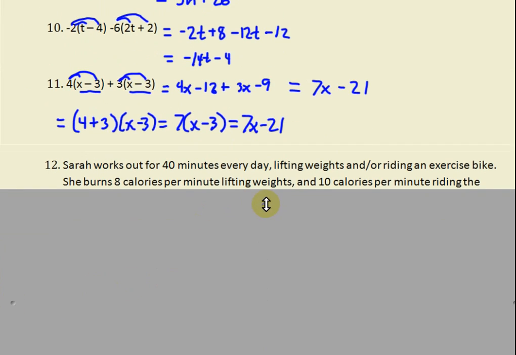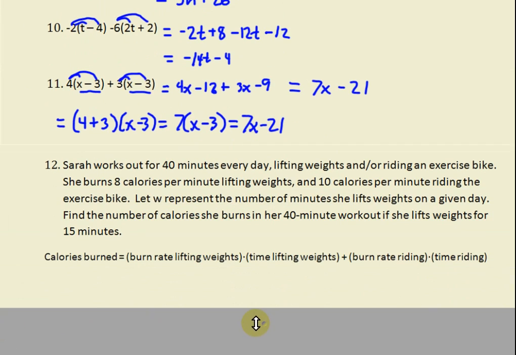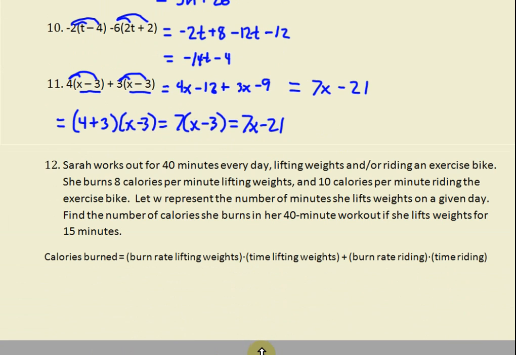Sarah works out 40 minutes every day lifting weights and or riding an exercise bike. She burns 8 calories per minute lifting weights and 10 calories per minute riding the exercise bike. Let W represent the number of minutes she lifts weights, so W for weights, on a given day. Find the number of calories she burns in her 40-minute workout if she lifts weights for 15 minutes.